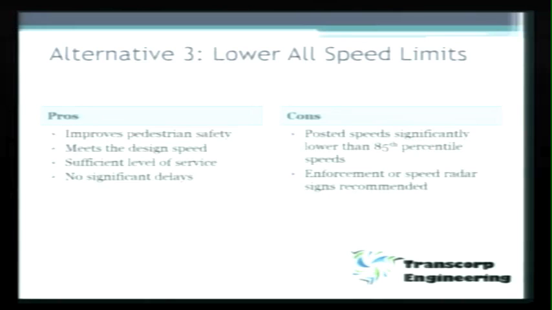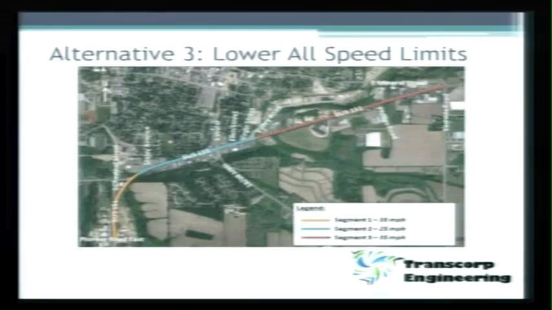Alternative 3, lowering all speed limits. This would improve pedestrian safety, and it does meet the design speed of the corridor, but this would put the posted speed significantly lower than the 85th percentile speeds that we determined. And again, here's a picture of what this alternative would look like. The same segments, just in segment 1 and 3 would become 35 miles an hour, and segment 2, 25 miles an hour.